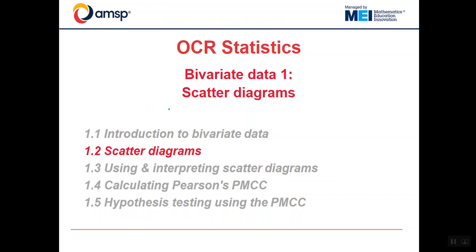OCR Statistics Bivariate Data 1. This is video 1.2, which is on scatter diagrams.